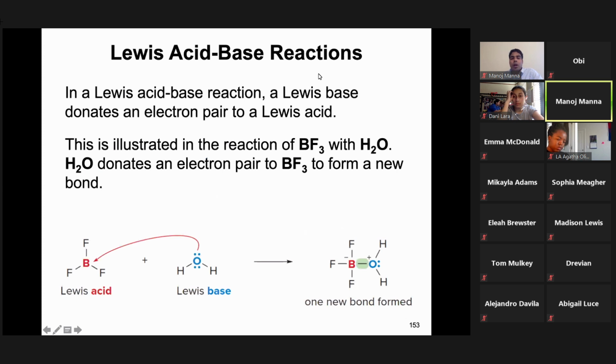Now, Lewis acid-base reactions. In a Lewis acid-base reaction, a Lewis base, which is electron rich, donates an electron pair to a Lewis acid. So in this example, water's lone pair of electrons can donate to the vacant p orbital of boron. You can see there is a new bond formation: an oxygen-boron bond using the two electrons of this lone pair. Now oxygen becomes deficient by one electron, so it becomes positively charged, and boron becomes negatively charged, right?